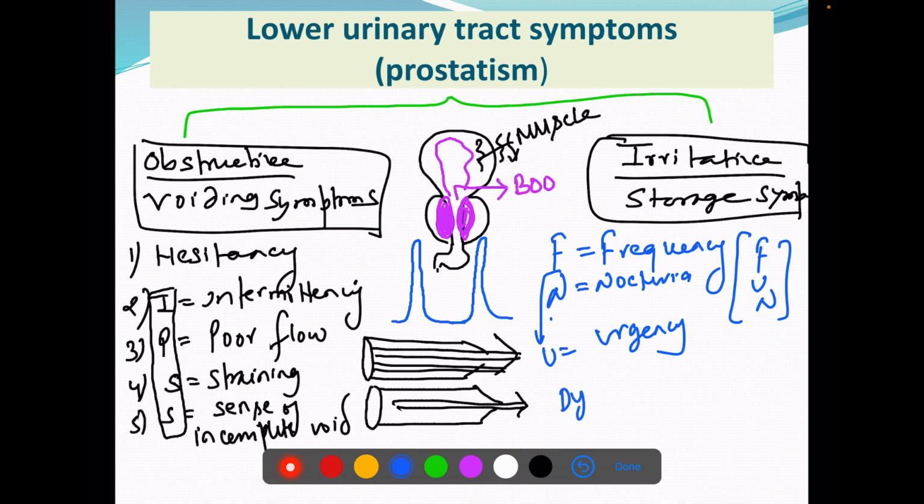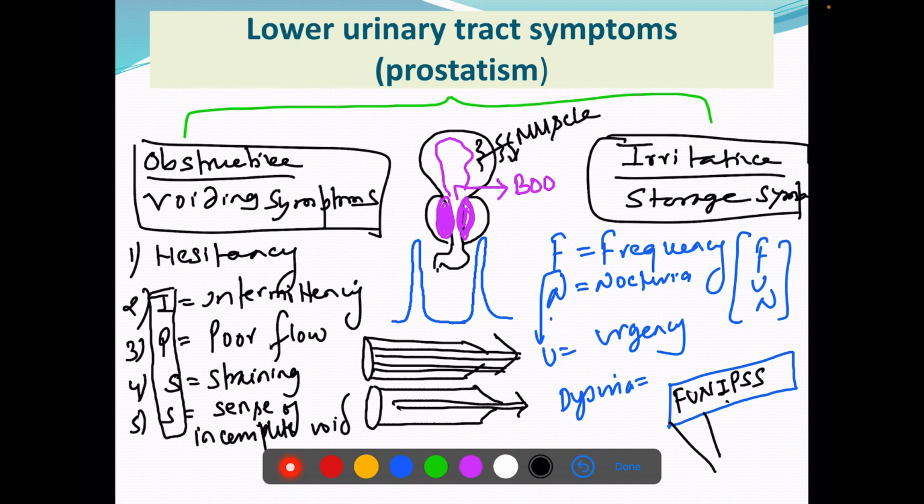And dysuria. Dysuria means painful micturition. Normally, dysuria occurs when there is an acute inflammation of the bladder, urethra, or prostate. So, due to obstruction, it is very commonly associated with infection. So obstruction leads to infection, and that leads to dysuria. You should remember these seven: frequency, urgency, nocturia, intermittency, poor flow, straining, and sense of incomplete voiding.